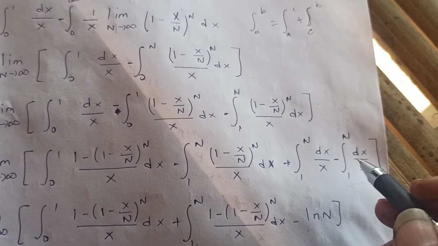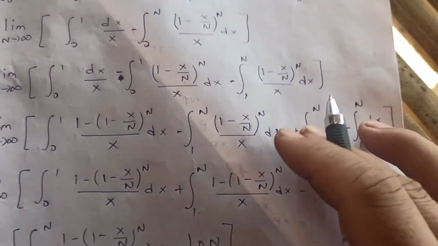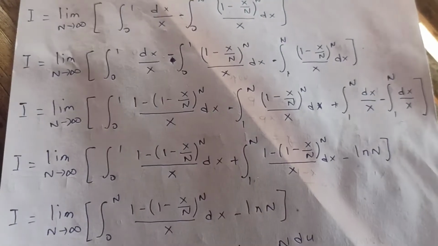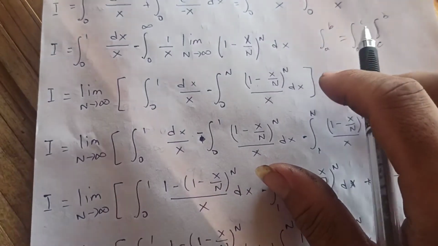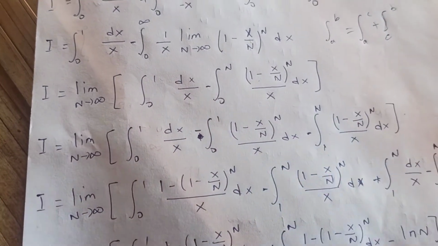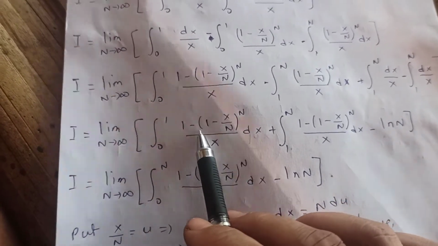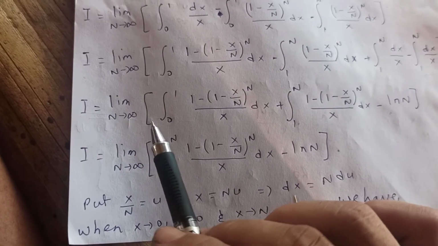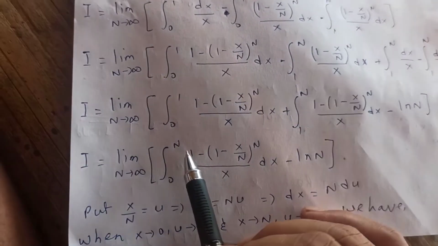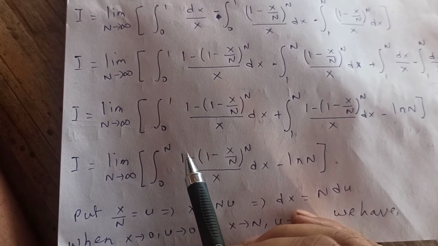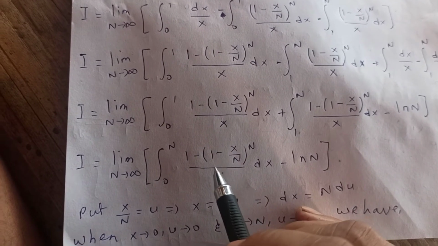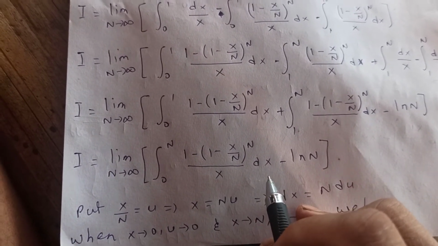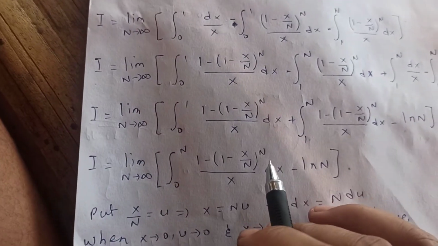Log 1 is, we know it is 0, so it will be log n, right? Now, because of this property, we can combine the two integrals, from 0 to 1 and 1 to n, into one again. So the limit as n tends to infinity of the integral from 0 to n of (1 minus x by n) to the power n upon x dx, minus log n. Okay, this is clear, I think.